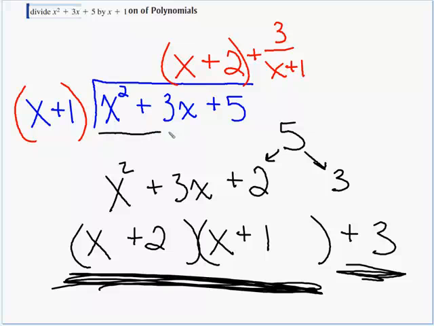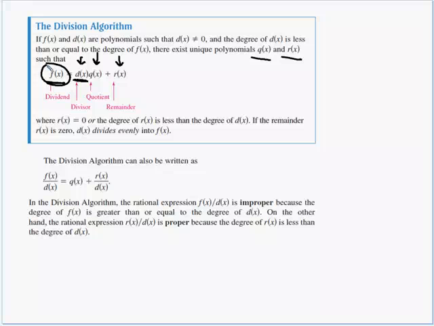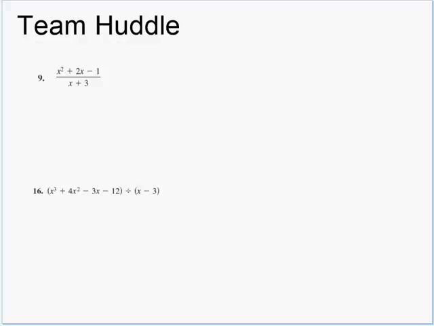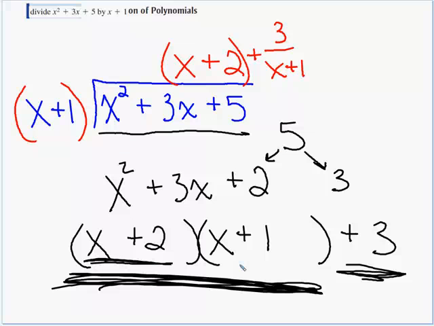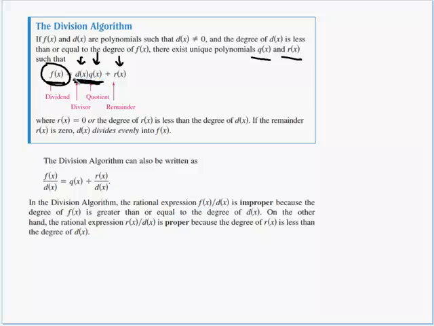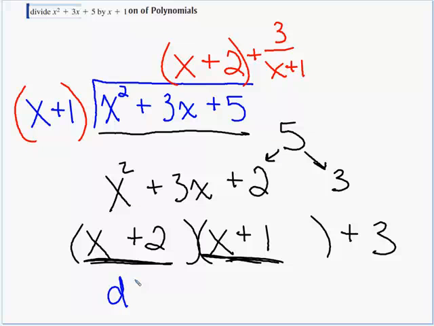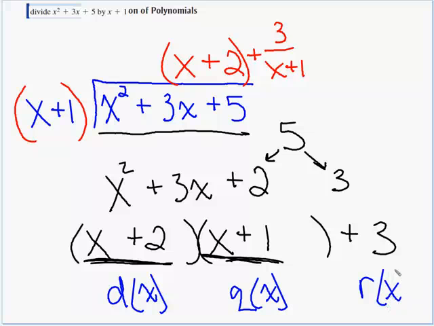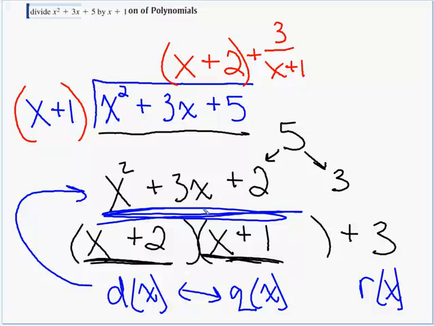This is our f of x. Here's our function x squared plus 3x plus 5. That would be f of x. Well, that's going to break into 2 things that are multiplied plus the little remainder. Here are the two things that it breaks down into, plus the little remainder. So using this notation, we have d of x times q of x plus r of x. This would be d of x. This would be q of x. And this would be r of x, our remainder of the function. So if you multiply d times q and add r, that's equal to the original function. This would be our f of x.